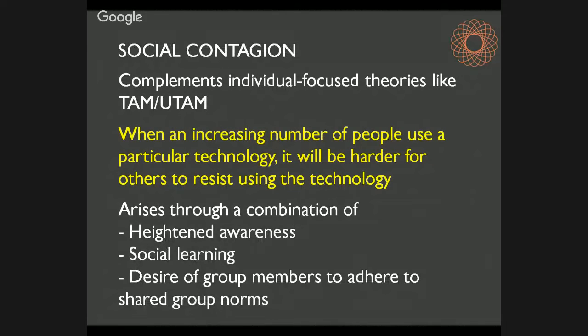We talked about something called social contagion, which complements some of these individual-focus theories. It implies that when an increasing number of people use a particular technology, it will be harder for others to resist using it. We all reach a tipping point. Everybody's using Facebook, so we all have to be on Facebook. It arises from this combination, isn't it, of heightened awareness, that something's going on, and social learning. We learn how to start to behave a bit differently, I guess.